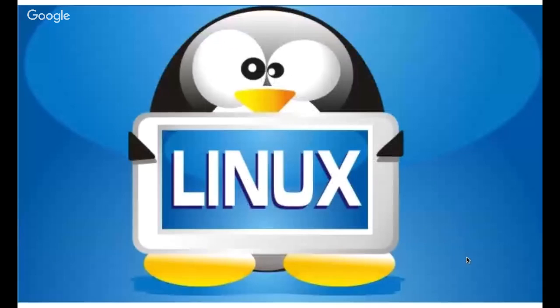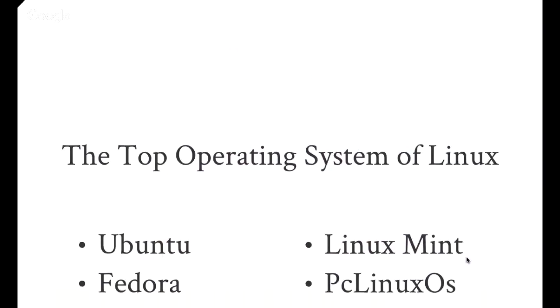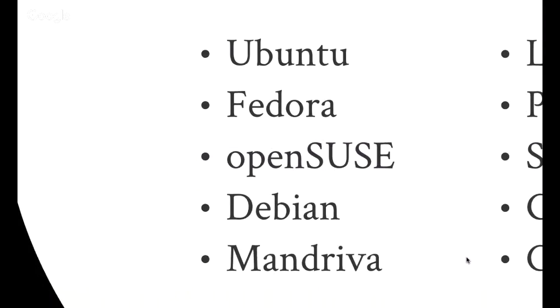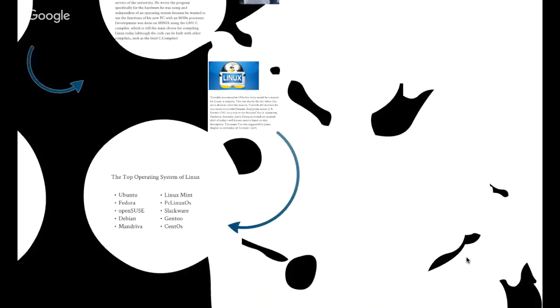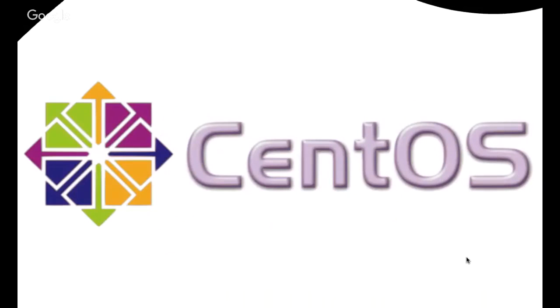So that's the original logo of Linux. Top operating systems in Linux, and these are just touching the surface, but these are the top ones: Ubuntu, Fedora, OpenSUSE, Debian, Dreamlinux, Linux Mint, PCLinuxOS, Slackware, Gentoo, and CentOS. Number 10, kind of like Dave Letterman top 10, which I missed.